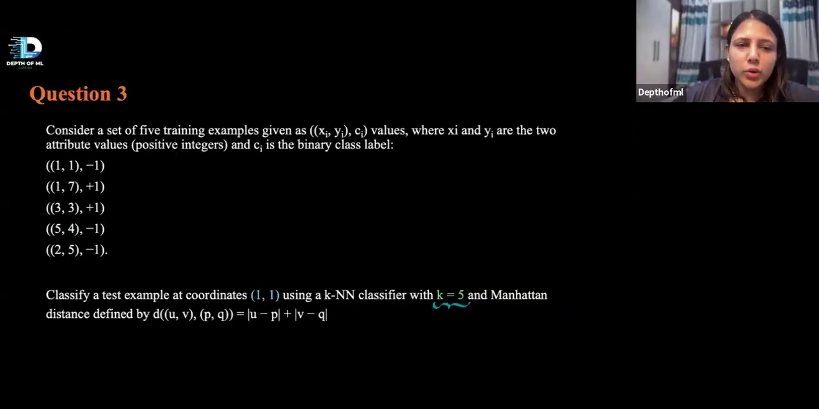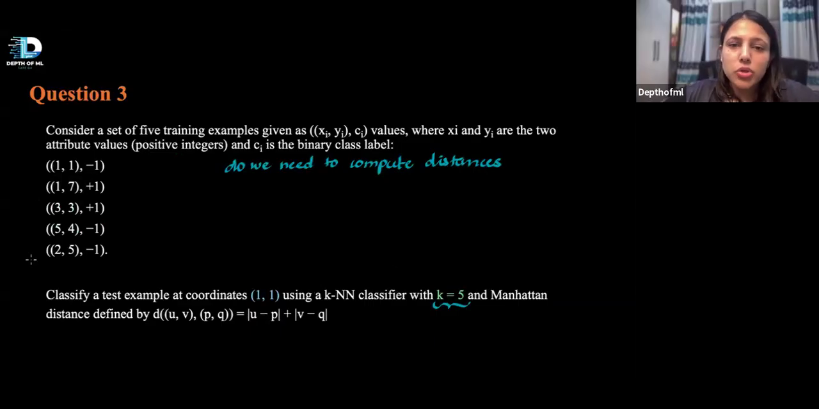So do we need to compute distances here? No, right? Because there are only 5 data points. Even if you compute distances, only these 5 will be your nearest neighbors. So we don't have to compute the distances. What we'll do is just take the max vote of this data, right? So max vote on the training data, whatever training data you have.